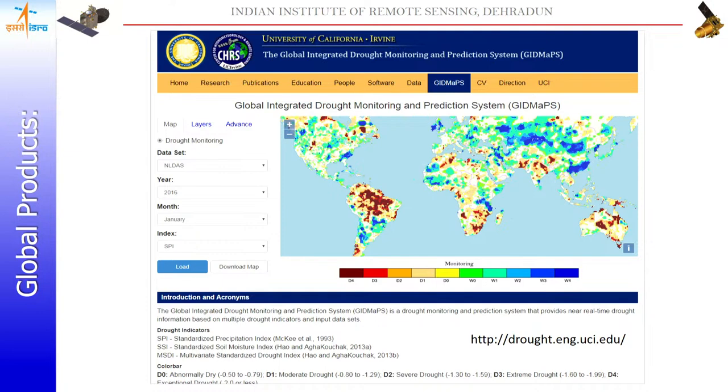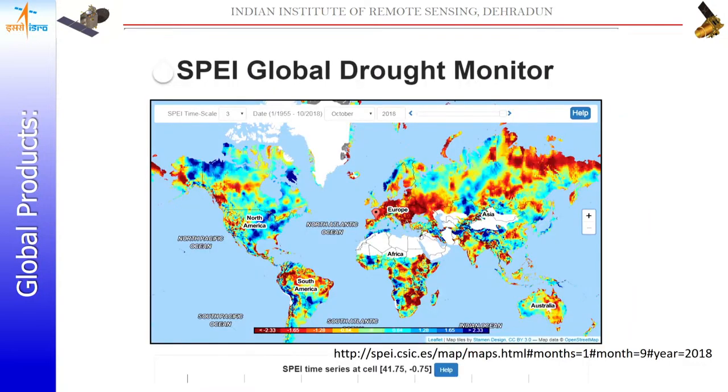The next product is from GIDMaPS, basically from the University of California, Irvine. GIDMaPS is the Global Integrated Drought Monitoring and Prediction System, where they define results as drought indicators of SPI, SSI, or MSDI. SPI, as you know, is the Standardized Precipitation Index, SSI is the Standardized Soil Moisture Index, and MSDI is the Multivariate Standardized Drought Index. Monthly-scale datasets at the global scale are available, and using them we can define drought monitoring conditions globally.